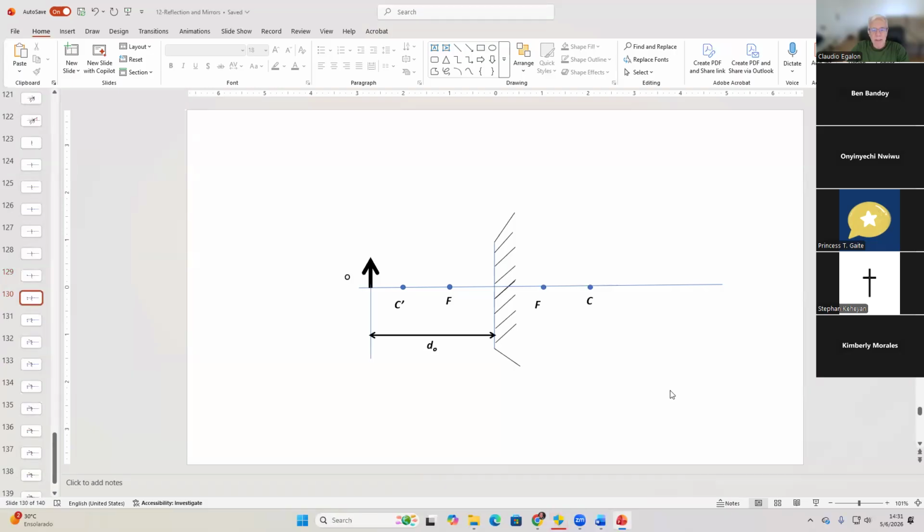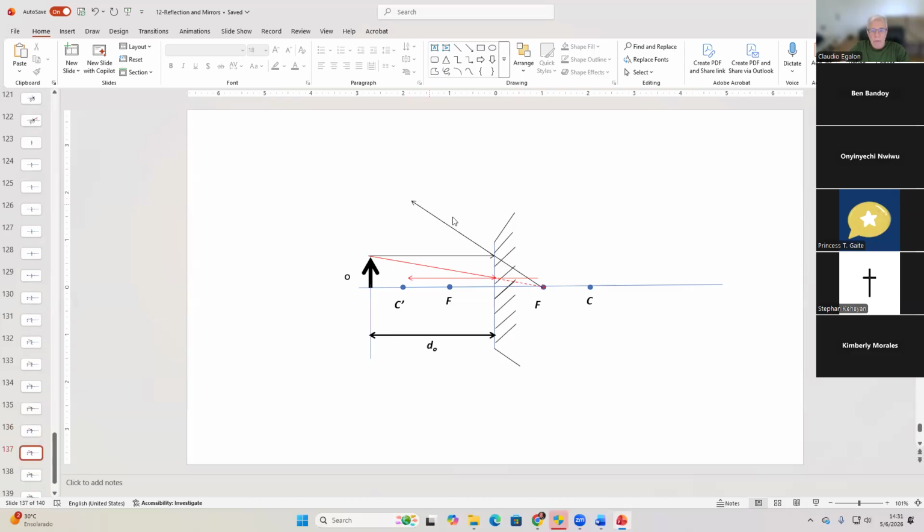Object, distance of the object. A light ray parallel to the principal axis must be reflected in the direction that passes through the focal point behind the mirror. Now, the light ray that passes through the focal point, right? I'm going to dash this line here. I cannot dash it. Okay, leave it this way. It is reflected in that direction, parallel to the axis of the mirror.